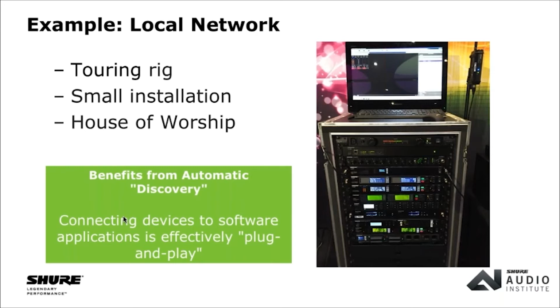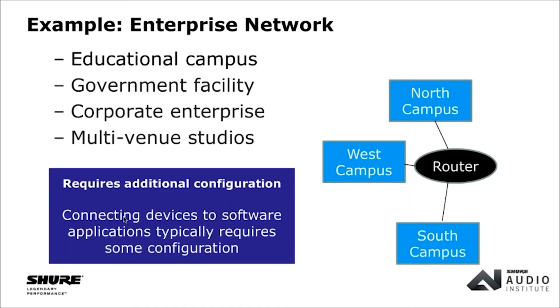So just some really quick examples. A local network can probably be found either on a touring rig or a small installation, maybe a house of worship. The picture I have on the right is just a rack of Shure wireless gear with a computer connected to it. And this is the beginning and the end of the network. All of the gear is self-contained right here. The benefit of this smaller local network is that connecting these devices together is relatively easy. There are no external constraints about IP addressing or fitting into a larger network scheme. You can kind of do what you want. And a lot of the software that Shure builds leverages this small network by being able to plug right in, automatically discover all the devices, and things are relatively plug and play.